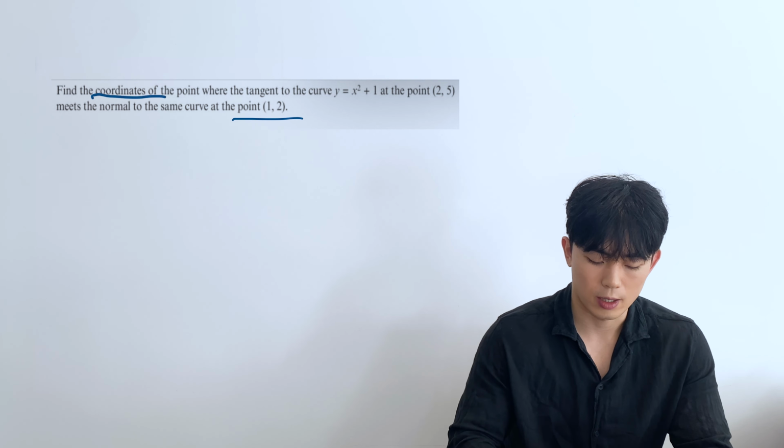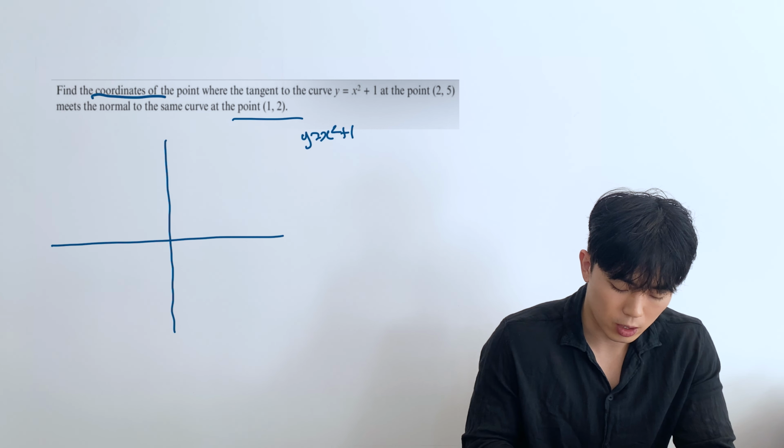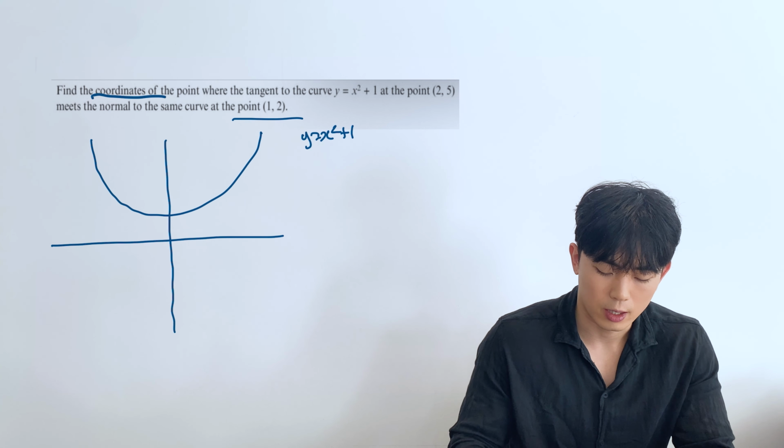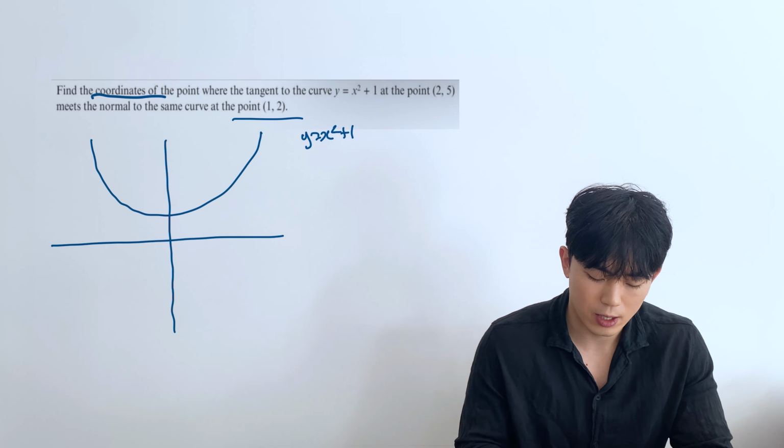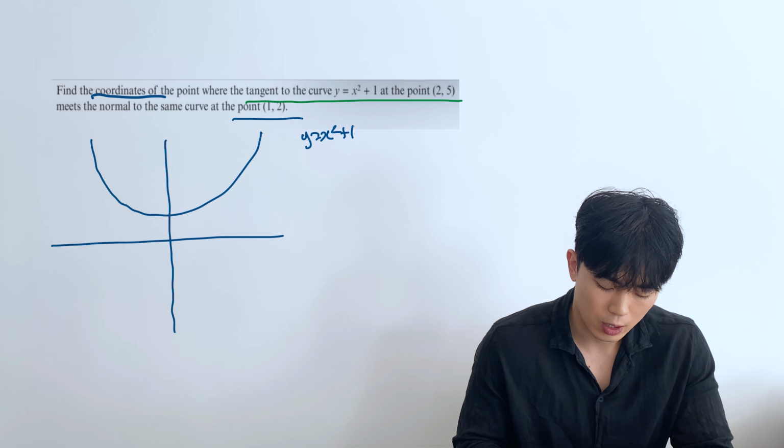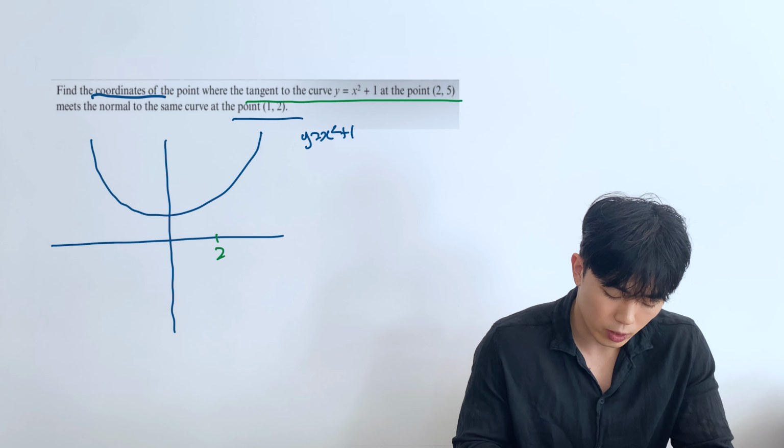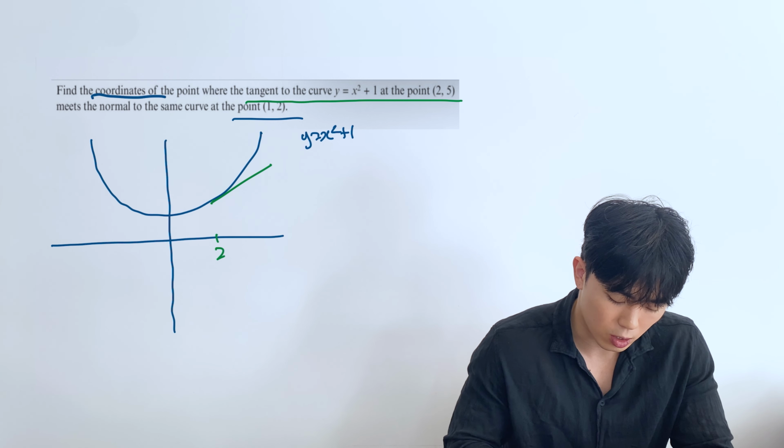So let's just draw it to visualize it a bit more. So we can draw like this. The function is y is x squared plus 1, so it's an x squared graph. So it looks something like this. Okay, and we're trying to find the tangent to the curve at 2, 5. So let's say this is 2. So the tangent will be this line here.